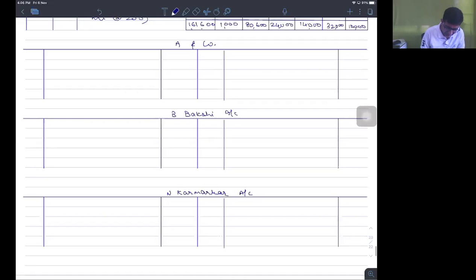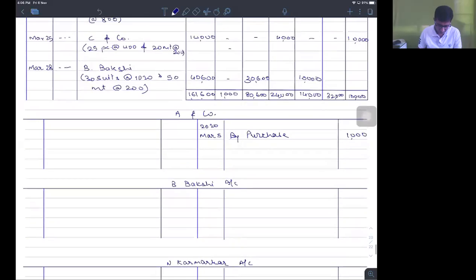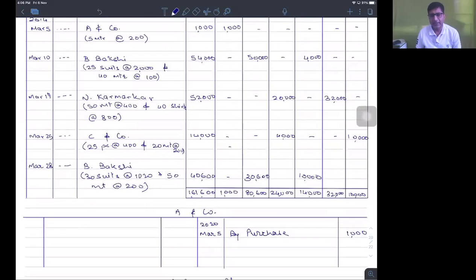So first of all, A and Company account onto the credit side, 2020 March 5, by purchase. You could write by cloth purchase also. You could write by woolen suit purchase, woolen shirts purchase, etc. But why waste time when everything is ultimately going to get merged into purchases only? That's why directly by purchases. Correct? Are you able to hear me or not?